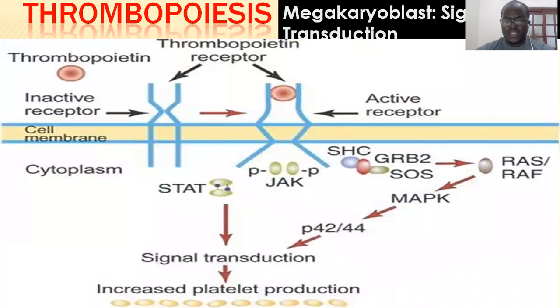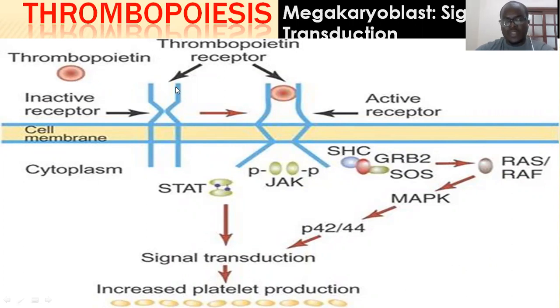So a bit of information here. You can see the plasma membrane of those cells that are undergoing development. You're talking of the megakaryoblasts and the immature and mature megakaryocytes. They'll have these thrombopoietin receptors. Without the thrombopoietin hormone bound to it, you find that the receptor is inactive. For it to be activated, you need the thrombopoietin to bind.